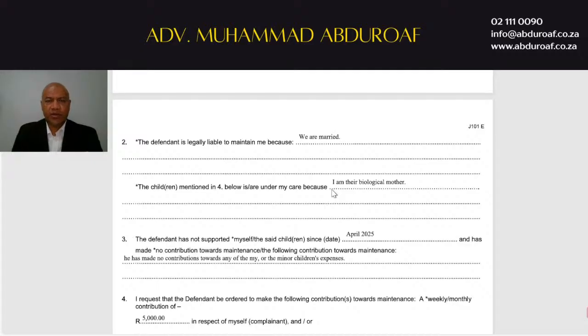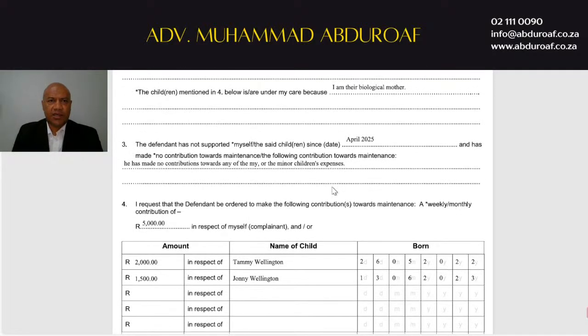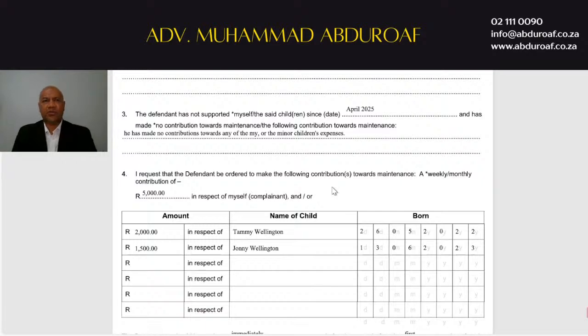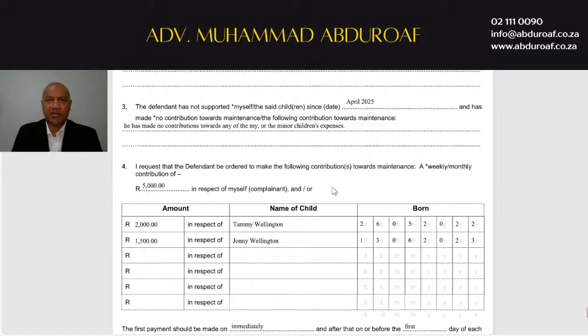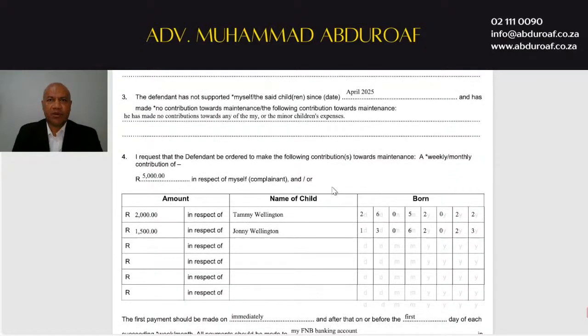The reason why you are taking the other party to court for maintenance: the defendant is legally liable to maintain me because I am married to him, and to maintain the minor children because he is the biological father. The third point, when do you want to obtain the maintenance? My apologies. When last has the other party paid maintenance? In this case, April 2025. And the other party has not contributed towards the following. You include it in the specific section.